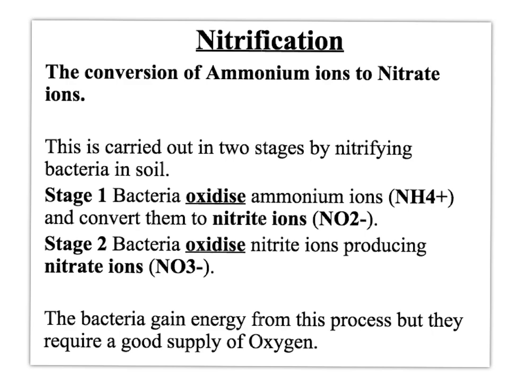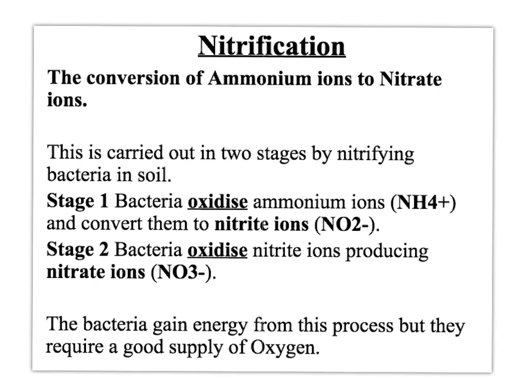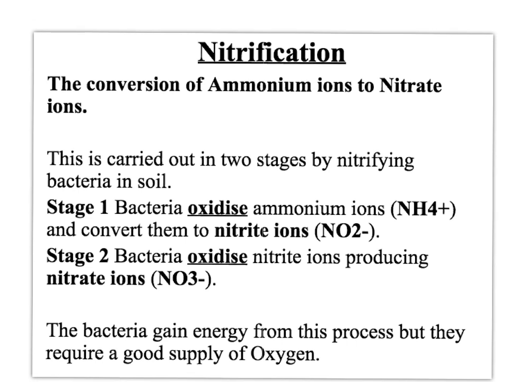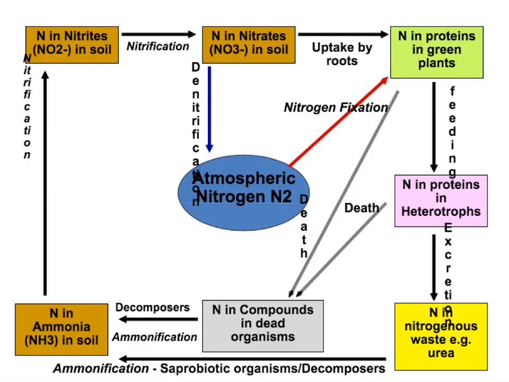So it's ammonia to nitrites, and the second stage is nitrites to nitrates. Both are oxidation reactions, both require the presence of oxygen in the soil, both carried out by nitrifying bacteria. So that's represented in this diagram here. So we've got nitrification of ammonia to nitrites by nitrifying bacteria, and we've got nitrification of nitrites to nitrates, again by nitrifying bacteria.